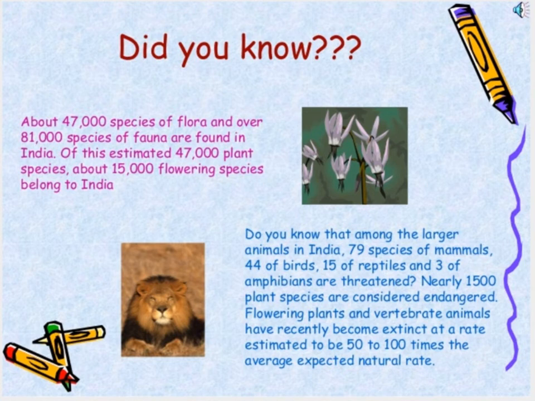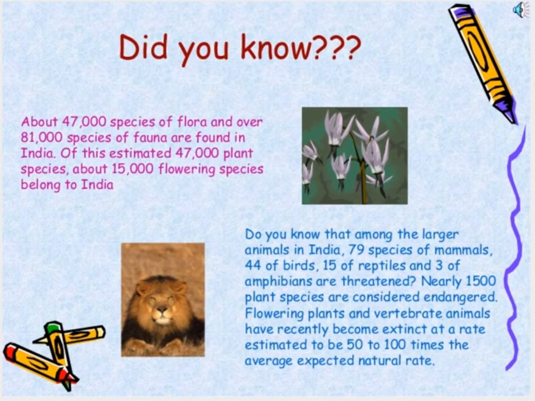Further, there are more facts regarding the flora and fauna, which says about 47,000 species of flora and over 81,000 species of fauna are found in India. ये हमने अपने previous slide में भी पढ़ा था. Of this estimated 47,000 plant species, about 15,000 flowering species belong to India. That means जो भी estimated plant species हैं, that is 47,000 plant species, उसमें से 15,000 flowering species belong to India.